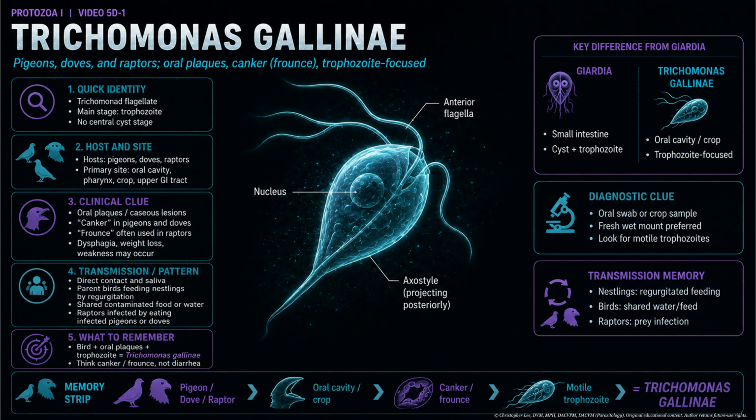Diagnosis may involve an oral swab or crop sample with a fresh wet mount used to look for motile trophozoites. Unfortunately for many, diagnosis may also occur at necropsy. Remember, bird plus oral plaques plus motile trophozoites point towards Trichomonas gallinae. Think canker or frounce, not diarrhea.